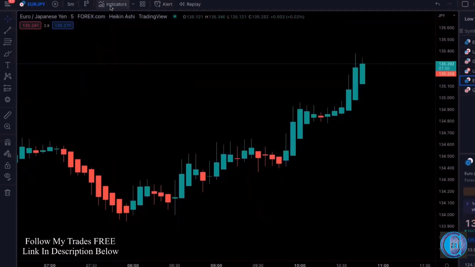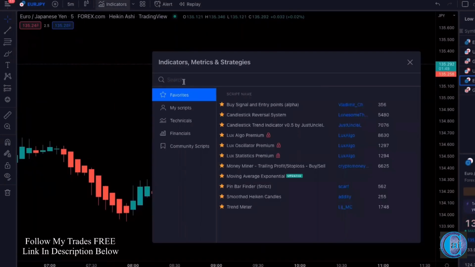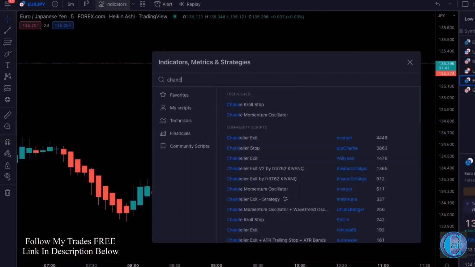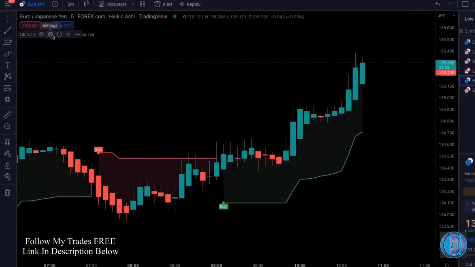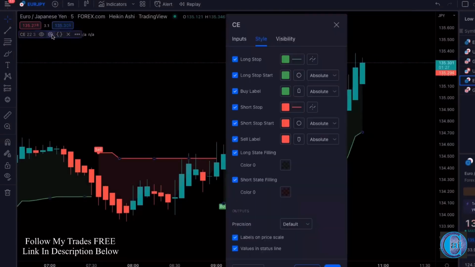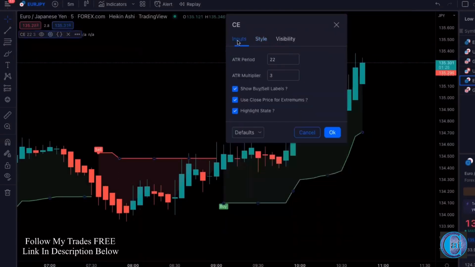So go into indicators and type in Chandelier Exit. All right, by Everget. This is the one that you're going to use, the one with Everget. And then we're going to make some changes to this. Click on the settings right here, and in the inputs, we're going to change the ATR period to 1.